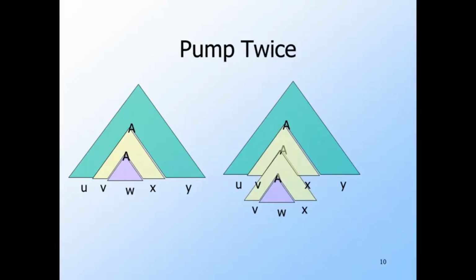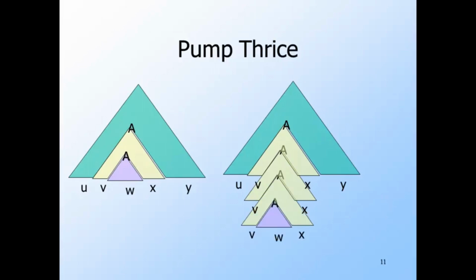Or we could pump twice, that is, replace the purple tree by the yellow, which has the purple within it, and we get a parse tree whose yield is UVVWXXY. And in the previous tree representing pumping twice, we could again replace the purple tree by the yellow and get a bigger tree whose yield is U, 3 V's, W, 3 X's, and then Y. In the same manner, we can get parse trees for all strings with the form U, V to the i, W, X to the i, Y for any integer i equal to or greater than 0. These strings are therefore all in the language L. That proves the pumping lemma for context-free languages.